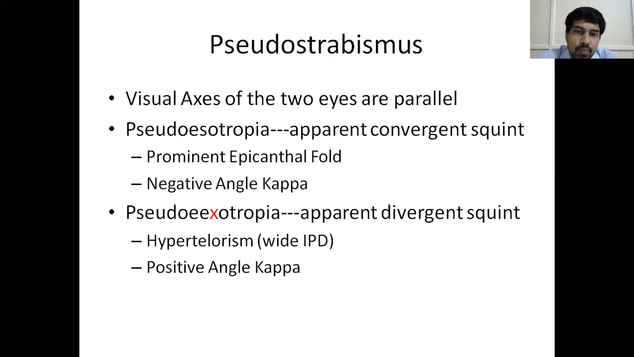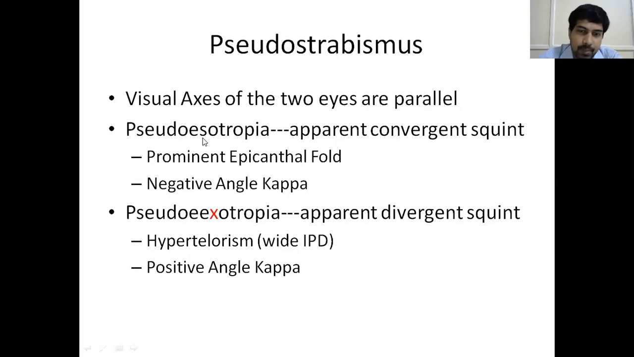And pseudo-exotropia means apparent divergent squint. In exo there is a cross, X means cross. So here usually the eye is deviated outside. It is an apparent divergent squint. It is seen in hypertelorism and positive angle kappa. Angle kappa, as I told you in your first class, is the angle between the visual axis and the optical axis. If it is positive, it is pseudo-exotropia, because positive has a plus and X has a plus. If you rotate this X, it will become a plus. So positive angle kappa, pseudo-exotropia; negative angle kappa, pseudo-esotropia.